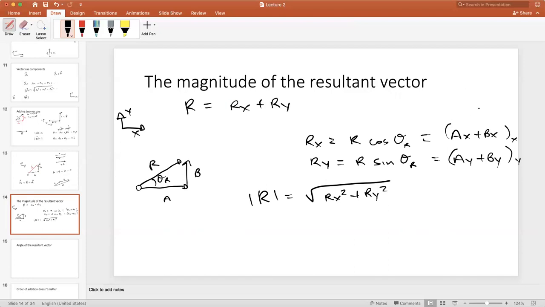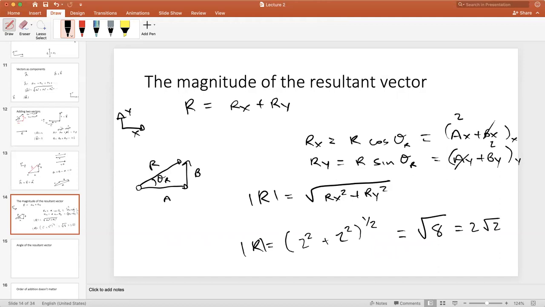Now remember that we said A was only in the X direction and B was only in the Y. So this is particularly easy. And I get that the magnitude of R, I'm going to write the square root the more typical way, is 2 squared plus 2 squared to the 1/2. And that becomes 4 plus 4, which is 8, square root of 8. If I pull a 4 out of here, I get 2 root 2. So my radial vector is 2 square root of 2. It's exactly as if I had a triangle with an x length of 2 and a y length of 2.